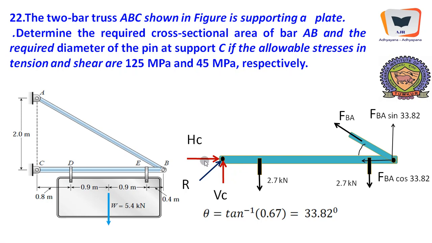Therefore we need to apply the principles of equilibrium, wherein we will put sigma Fx equal to 0 to find the horizontal reaction, and we will apply sigma Fy equal to 0 to find the vertical reaction, and we will also apply sigma Mc equal to 0, that is, moment about C equal to 0. Thereby we will calculate HC, VC, and FBA. So that comes in the following steps.